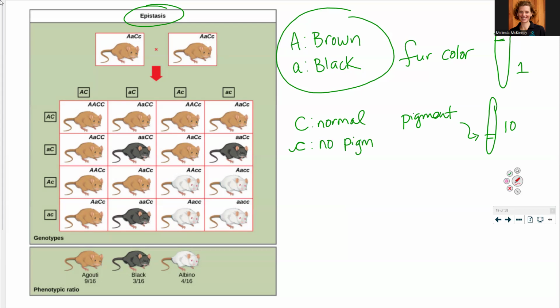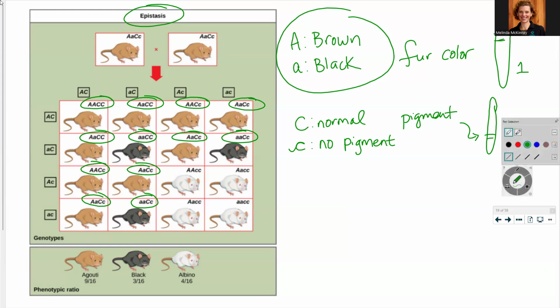It's defective. So anytime you have any of these genotypes that have capital C's in them, they're normal. This is the normal type. Any of these that have the capital C in them are all normal because they're all making pigment.